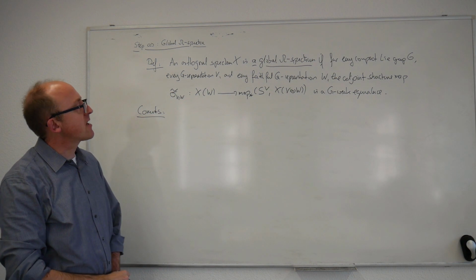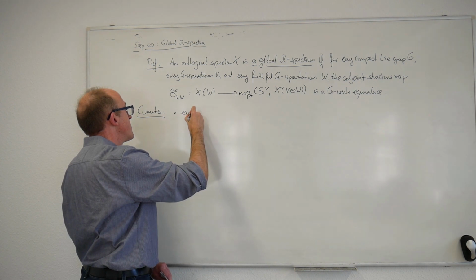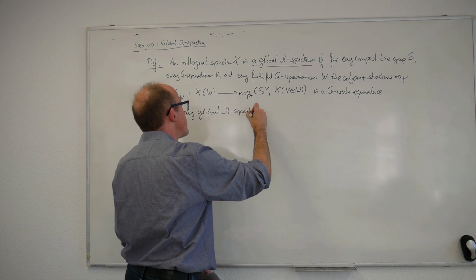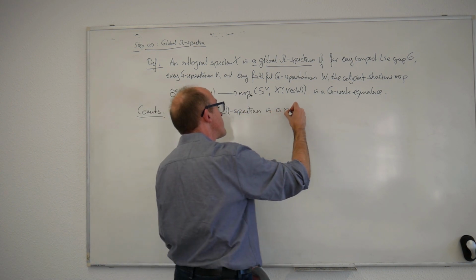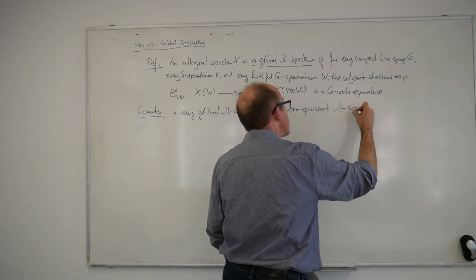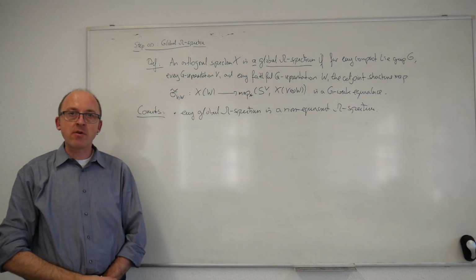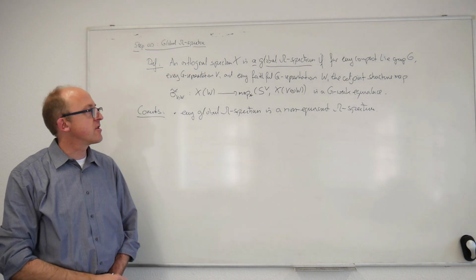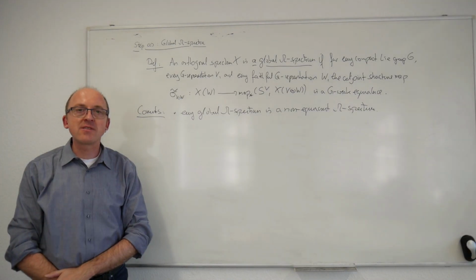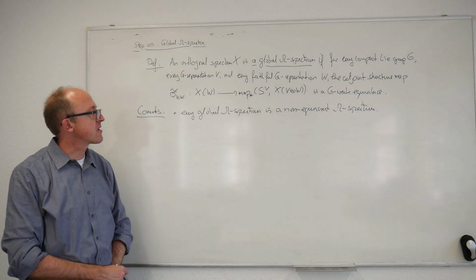So the first comment is that every global omega spectrum is in particular a non-equivariant omega spectrum. After all, if the group G is trivial, then every representation of G, including the zero representation, is faithful. So there's no faithfulness condition, and this is just saying that for all inner product spaces, the adjoint structure map is a non-equivariant weak equivalence. That's exactly what an orthogonal omega spectrum is.